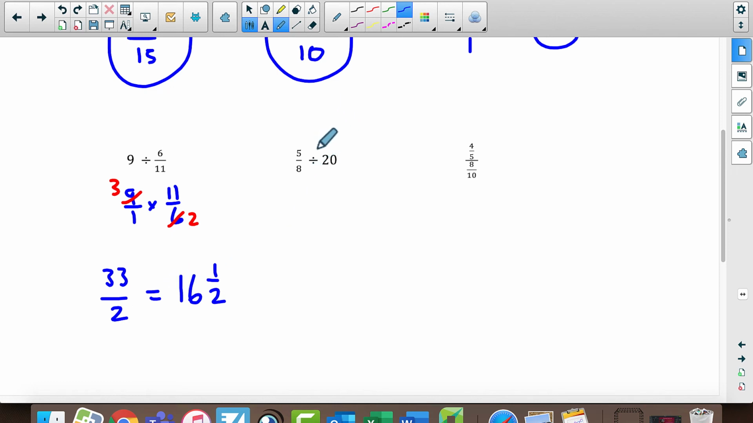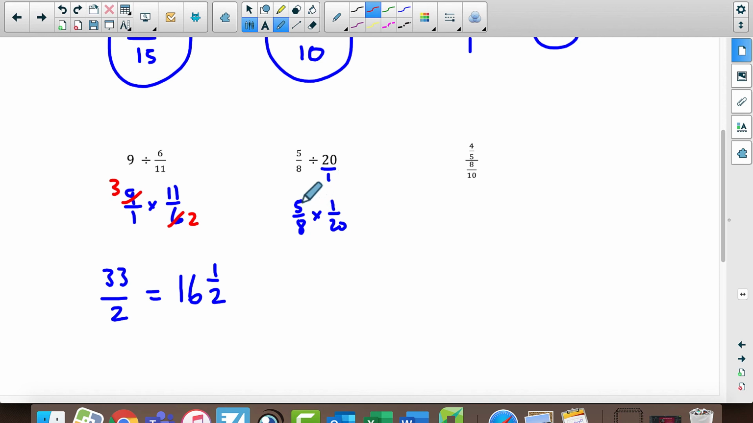Okay. This question, 5 over 8 divided by 20. Well, remember, this is 20 over 1. You better remember that first before you do any flipping or anything. Okay, let's write the new question. Keep the first fraction the same, 5 over 8. Change it to multiplication, and now flip this. So it should become 1 over 20. The reciprocal of 20 is 1 over 20.